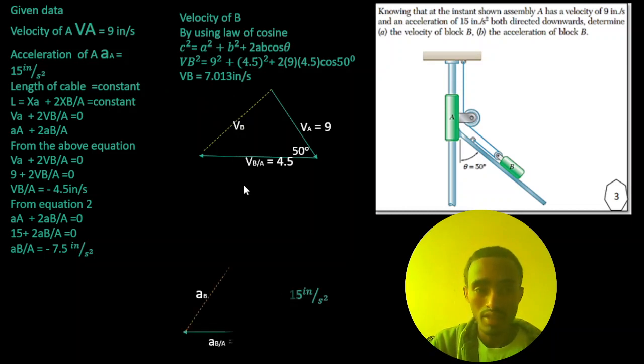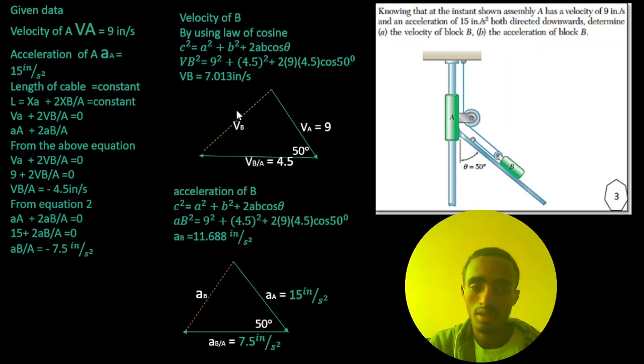After this, we can simply calculate the acceleration of block B by using this free-body diagram and cosine law. We can follow the same procedure, but here we replace v_A and v_B/A with the acceleration of A and the acceleration of B with respect to A, and you'll get the velocity of the block equal to 0.73, and the acceleration of the block is 11.688 inches per second squared respectively. So it's all about this problem.